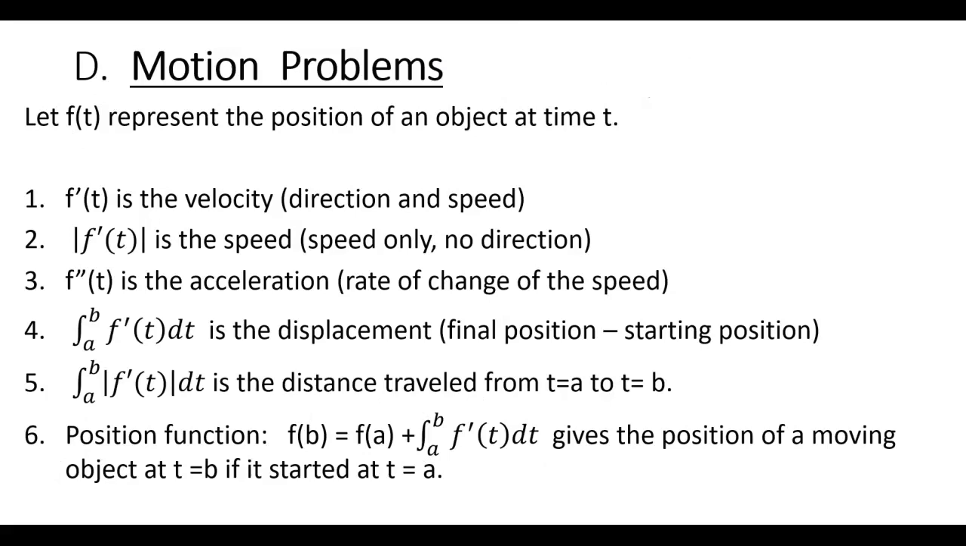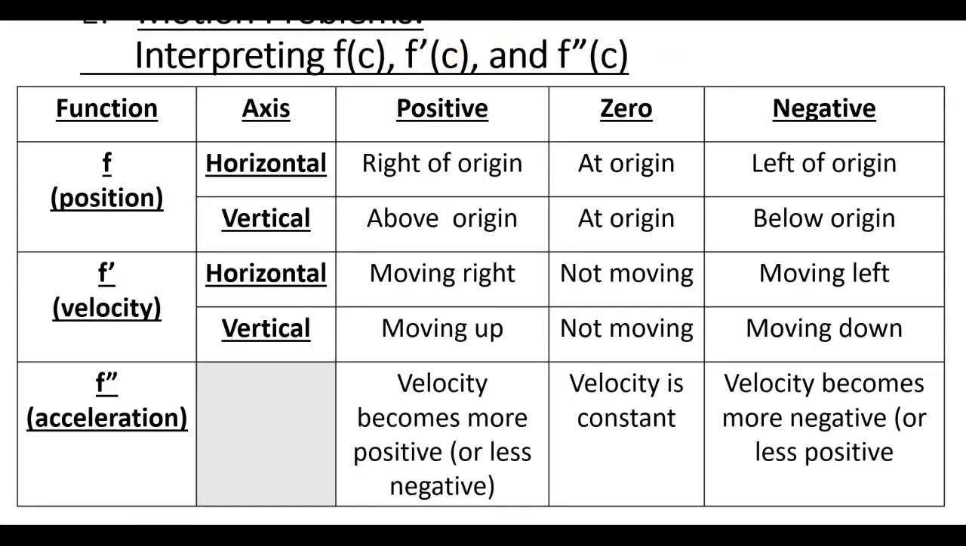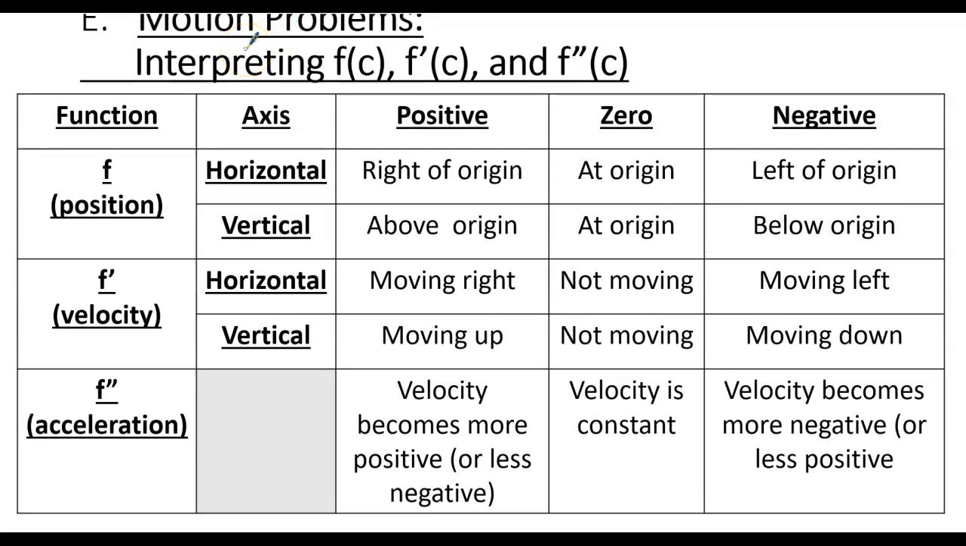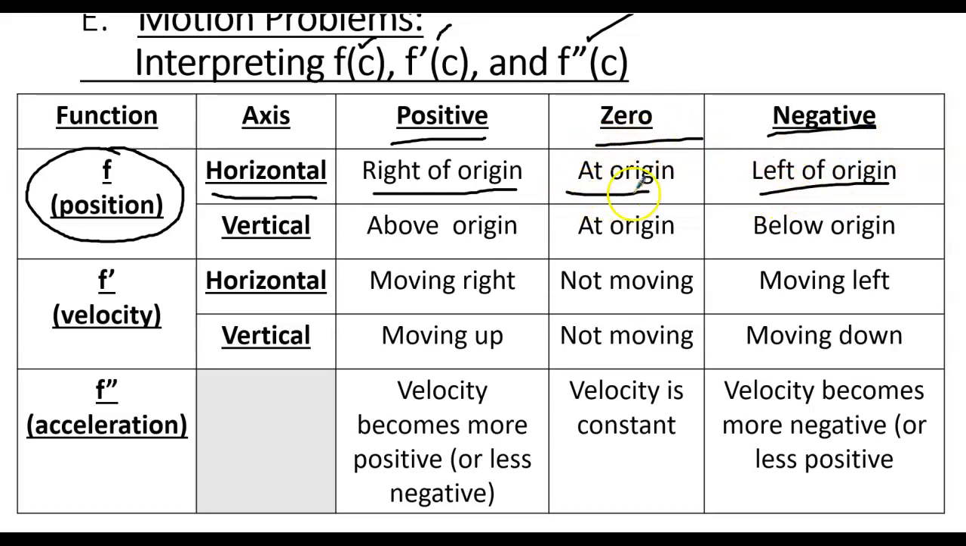So those are some really key and important formulas, and understanding what those formulas represent when it comes to motion problems. All right, so another thing that we want to think about when we are dealing with motion problems is interpreting f of c, f prime of c, and f double prime of c, specifically looking at their signs. So let's start by looking at the f function, in other words, the position function. So if you're on a horizontal axis, a positive value means that we are to the right of the origin. A negative value means that we are to the left of the origin. 0 just means you're at the origin.